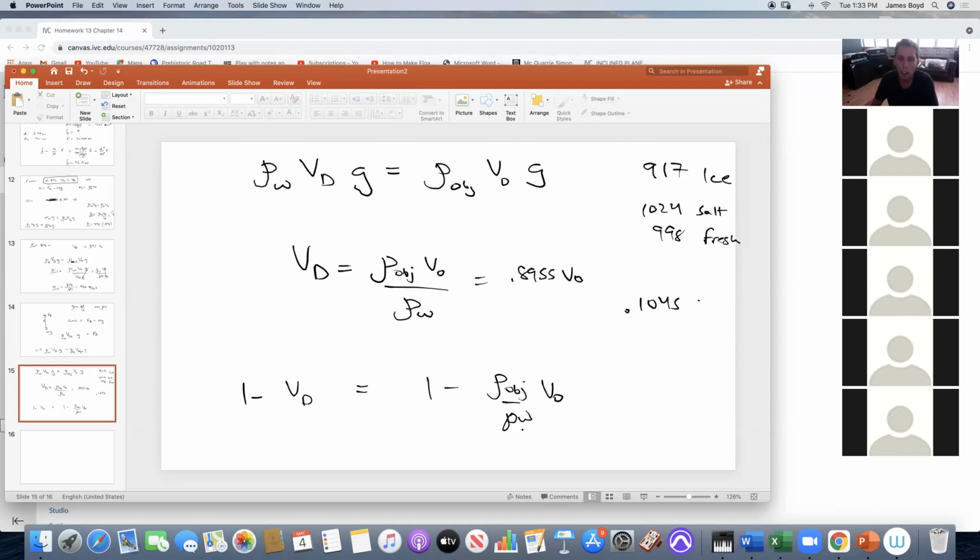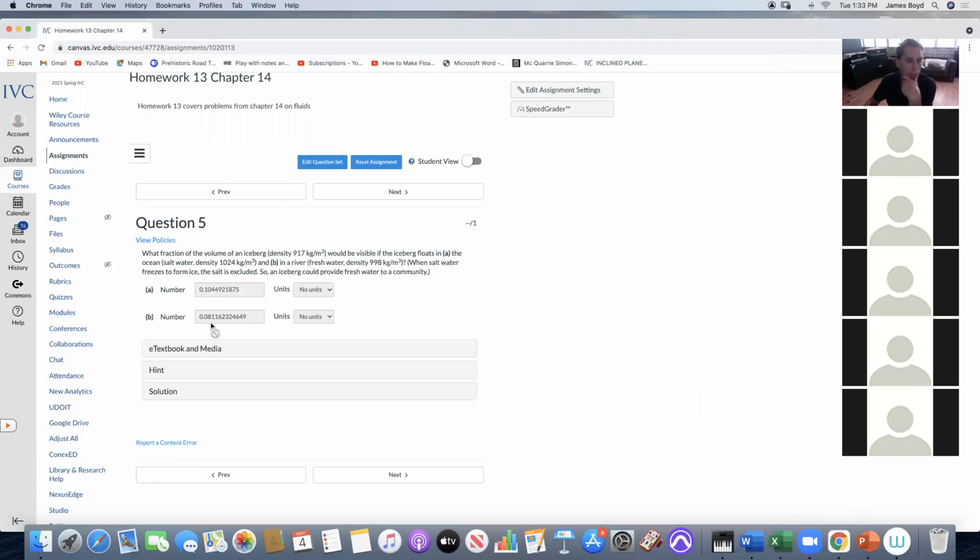Here, when it's fresh water, this would be 1 minus 917 over 998. So 1 minus 917 over 998 is 0.0811, maybe 0.812 percent. So 8.12%. So 10.45 and 8.12. Not too hard.